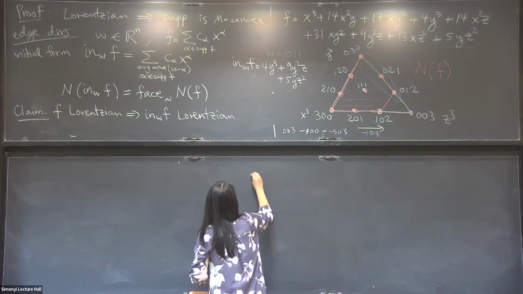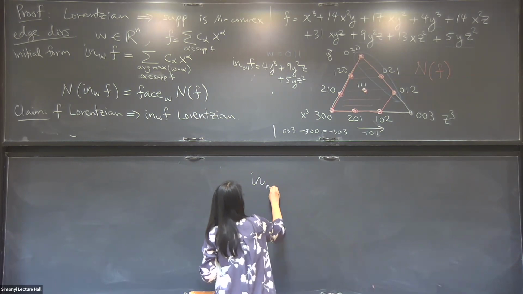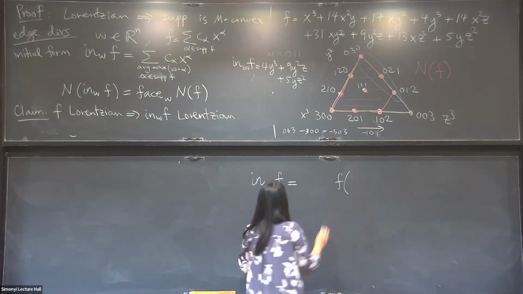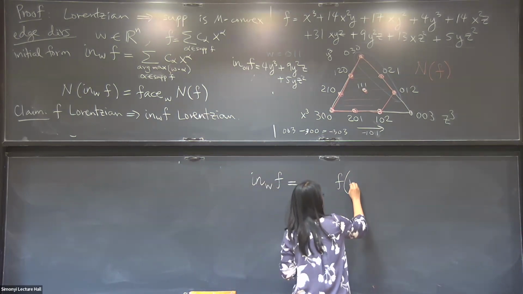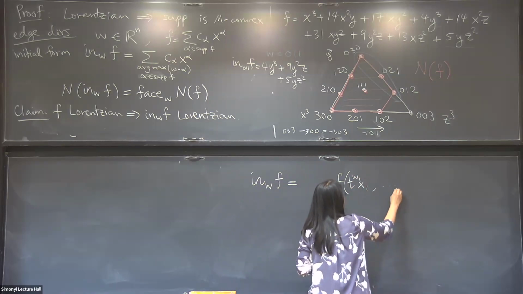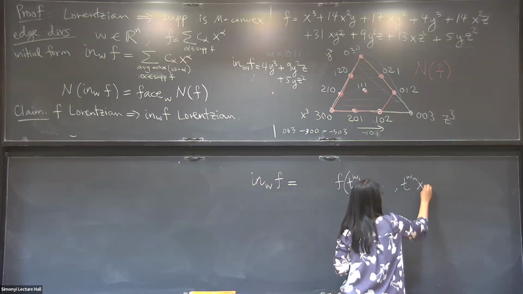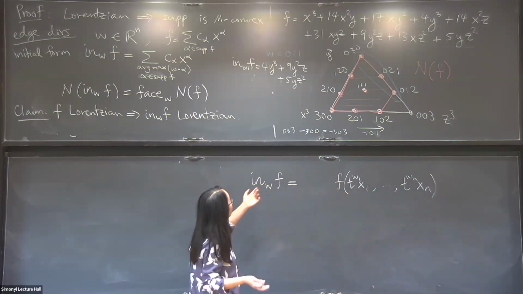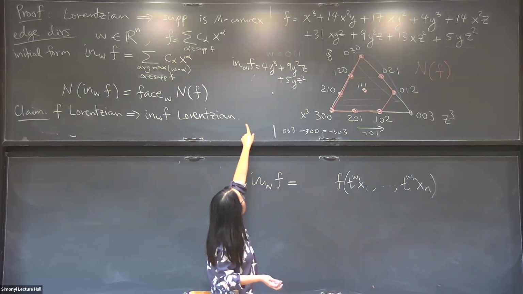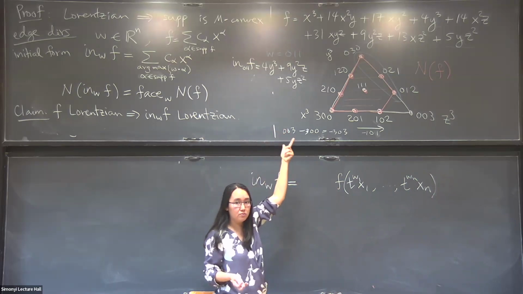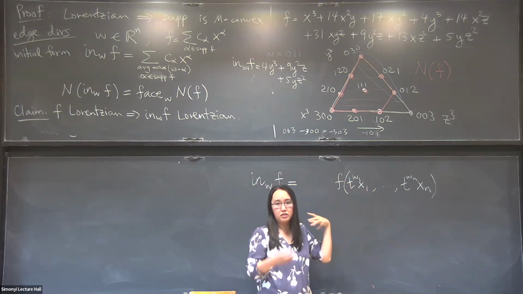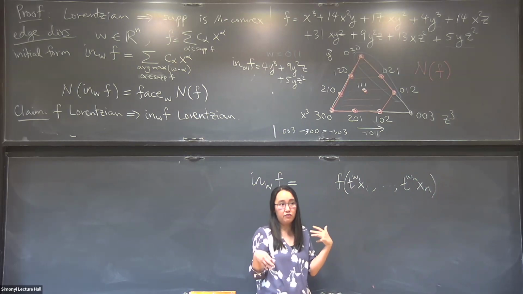there's the claim: if you want to take the initial form of F, then what you can do is take F and replace variable X_i with an extra variable, T to the W_1 X_1, up to T to the W_n X_n. Then you have a bunch of T's, and the ones that are going to show up in the initial form are the ones attached to the maximal T powers. So the T is finding the maximal thing for you.